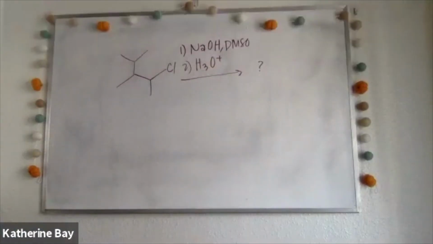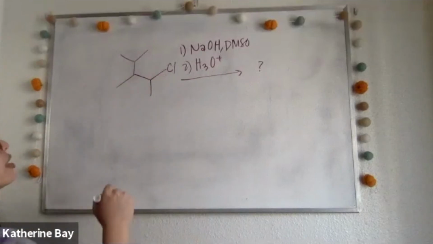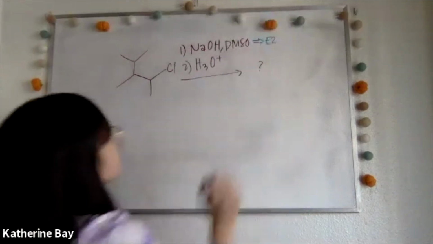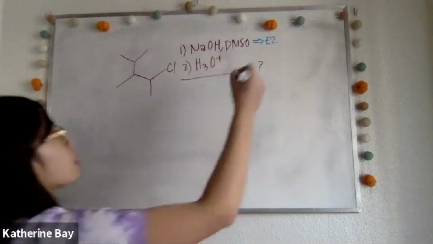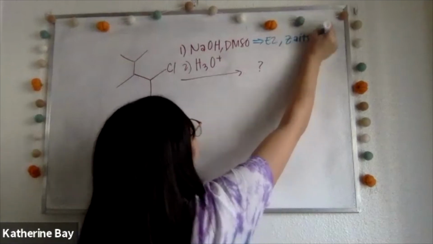So for this reaction, the first step uses NaOH and DMSO, and we currently have a secondary alkyl halide. So this means that we're going to perform an E2 mechanism. Now we have to look at the size of the base. OH is small, so that means we're going to look at using Zaitsev's rule.